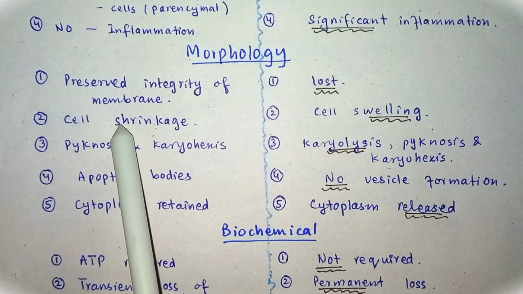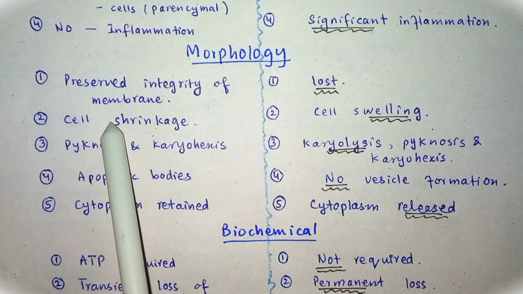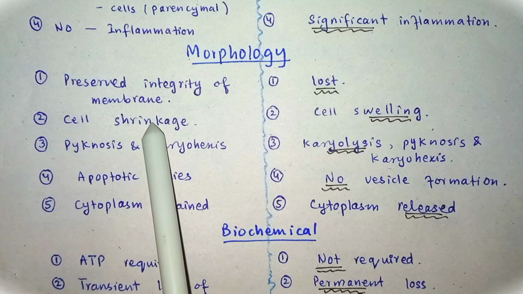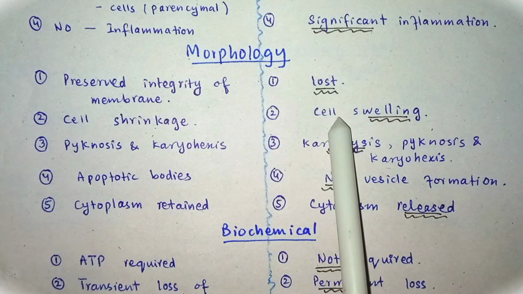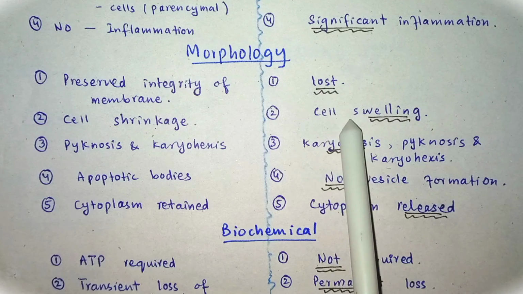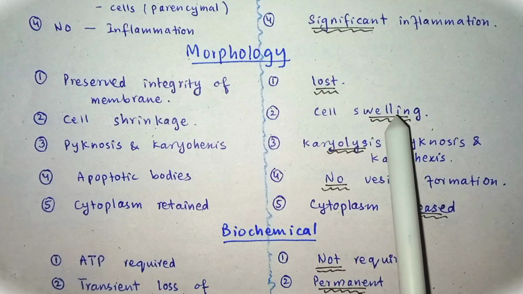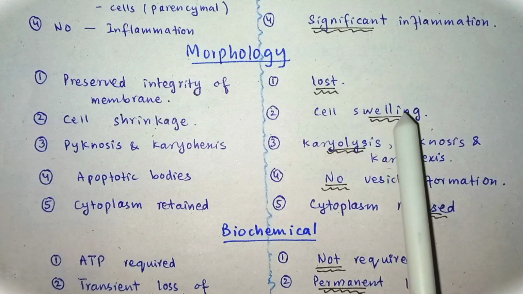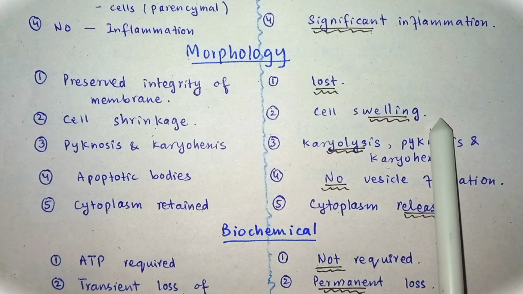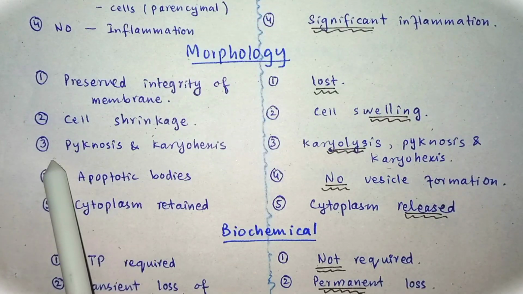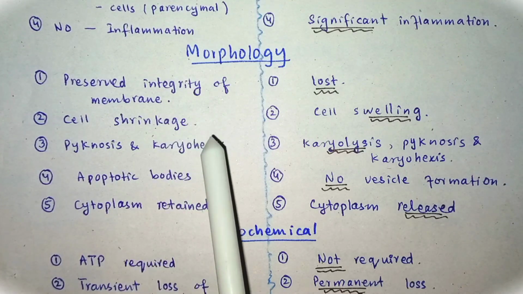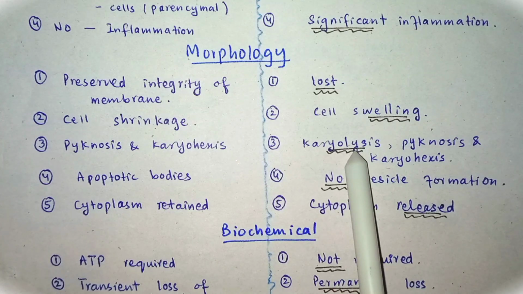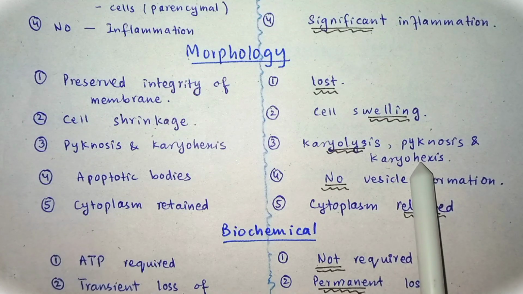Second, morphologically, in apoptosis the cell shrinks with convolutions and intact organelles. But in necrosis, instead of shrinking, the cell swells up with disruption of the organelles. Third, in apoptosis there is pyknosis and karyorrhexis. In necrosis there is karyolysis, pyknosis and karyorrhexis.